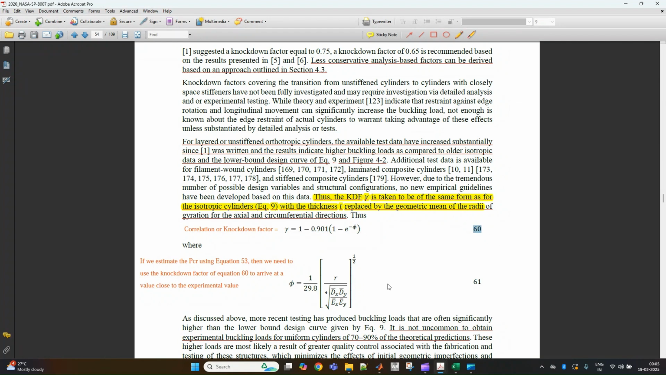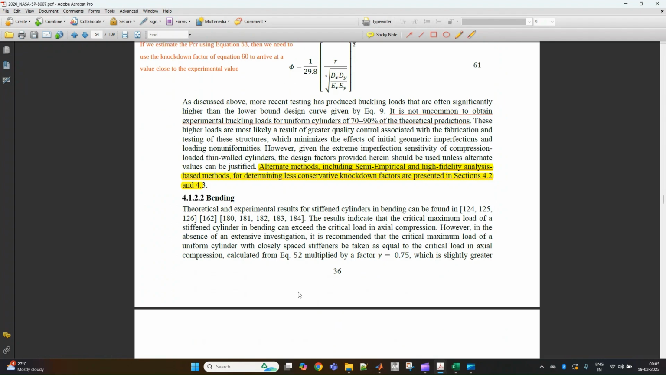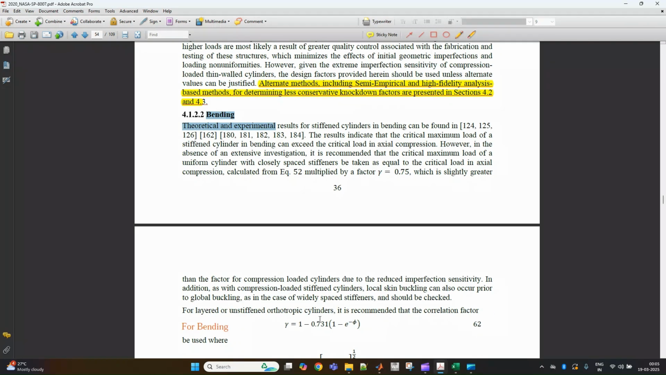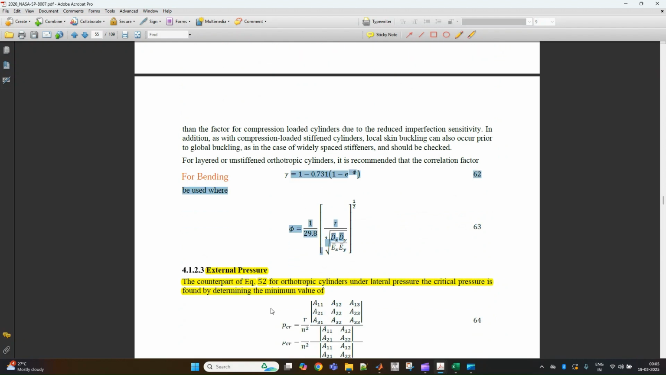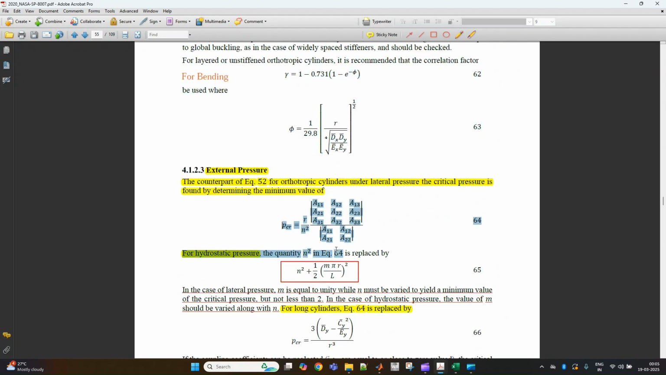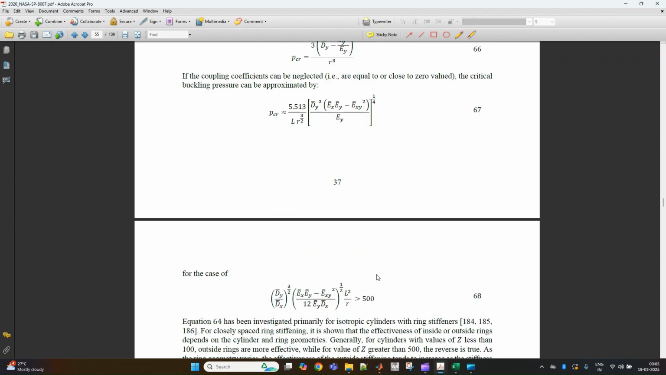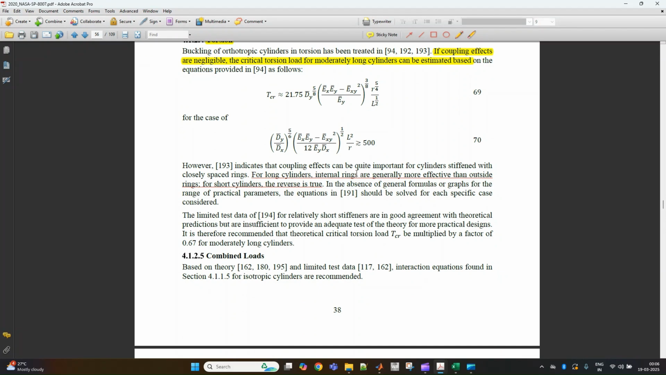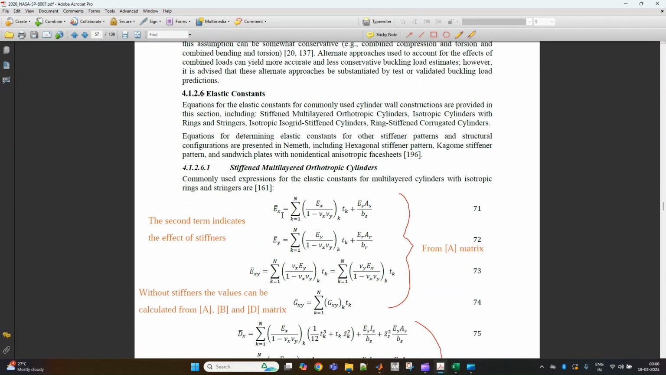Equation number 60 uses a term called phi, which is calculated by equation number 61 given in this document. After this, there are some other conditions. If it is subjected to bending, there are a few more changes in the equation. If it is external pressure, then the expression changes a little bit. These are not very difficult to calculate. If it is torsion, again the expression changes. But I am explaining the axial compression alone.